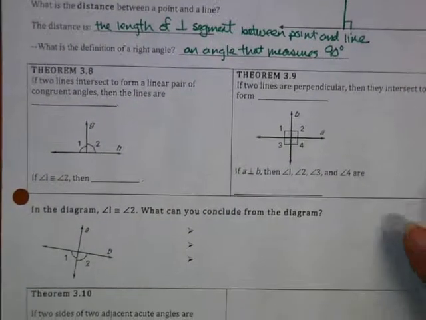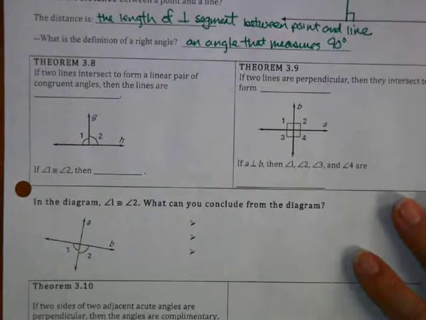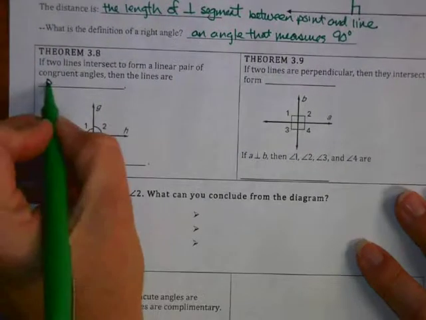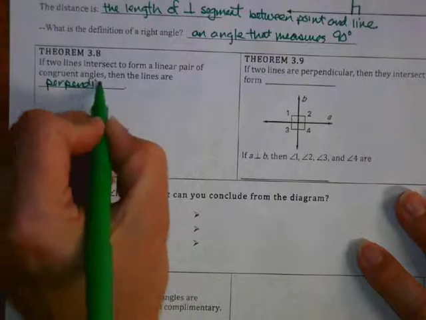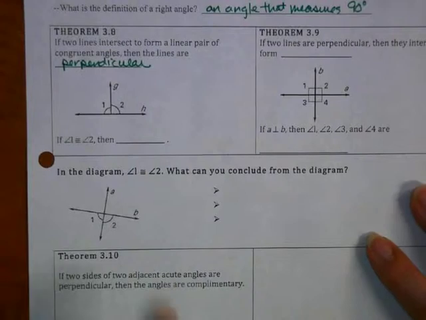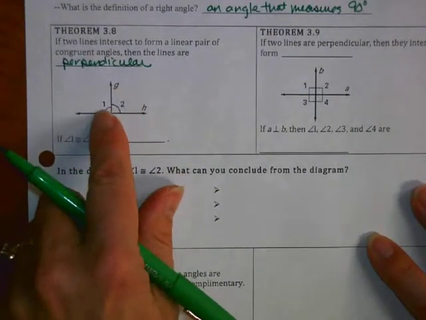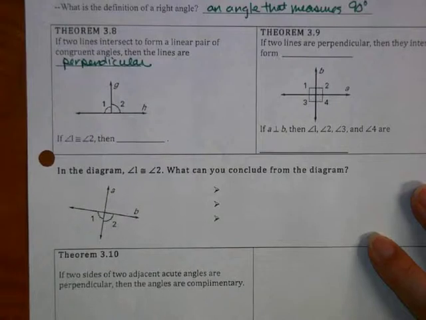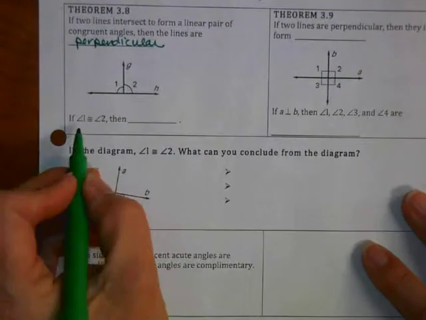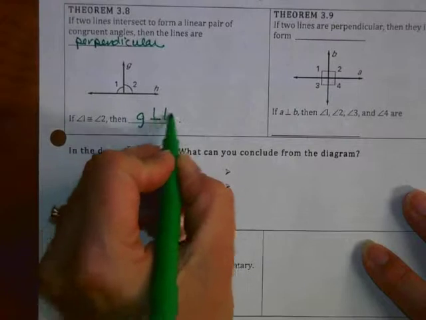All right, if two lines intersect to form a linear pair of congruent angles, then you can say the lines are perpendicular. So these two lines right here form a linear pair, and the angles are congruent, so they have to be perpendicular. Okay, if angle 1 is congruent to angle 2, then G is perpendicular to H.